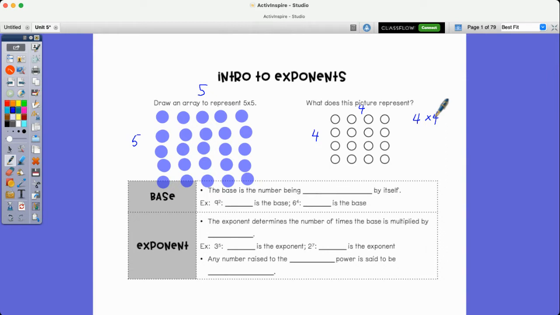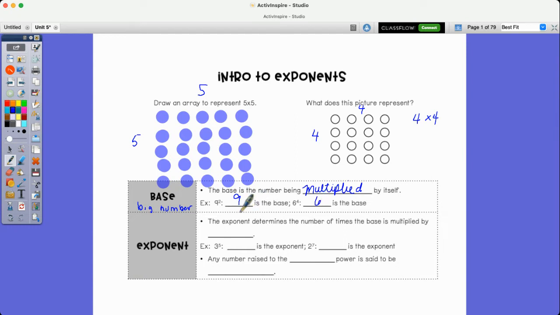The first being base. The base is the number being multiplied by itself. Example, 9 squared. 9 is the base. It is the big number. And in 6 to the 4th, 6 is the base.